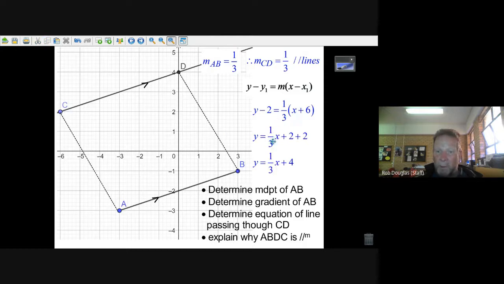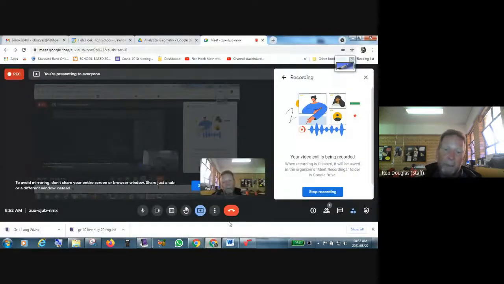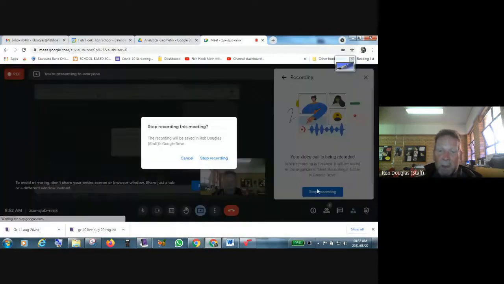1/3 times X is 1/3 X. 1 over 3 times 6 is 2. We add 2 to both sides. We get the equation of the line passing through CD. It's Y equals 1/3 X plus 2. I think I'll leave it there and do the next couple of questions in a separate video.